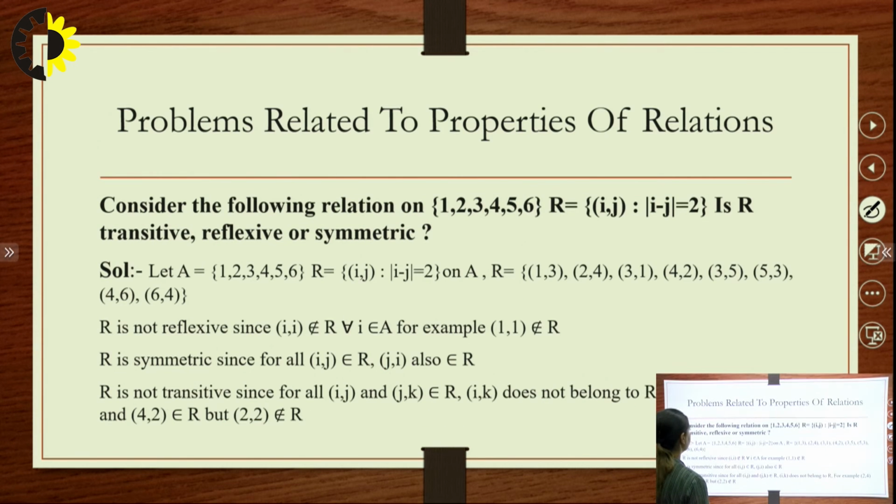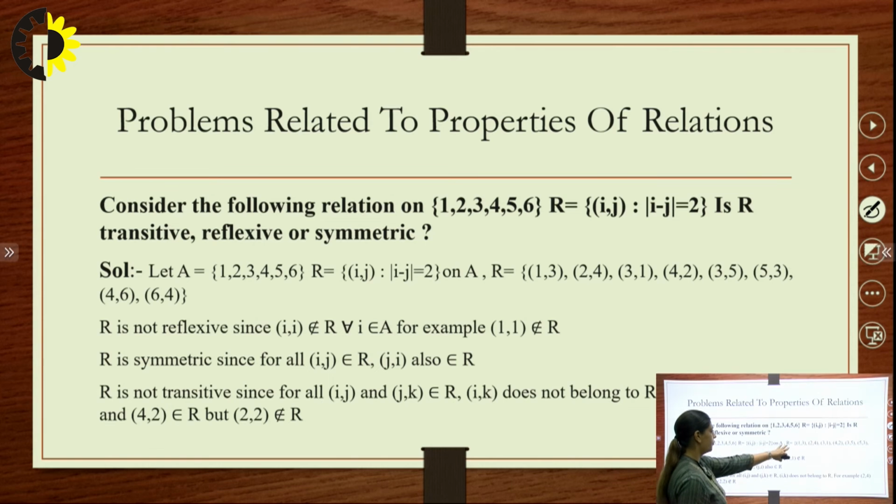Next is, consider the following relation on A = {1, 2, 3, 4, 5, 6}, and the relation is (i, j) such that |i - j| = 2. Absolute values we have to take. Is R transitive, reflexive or symmetric? Now, A is {1, 2, 3, 4, 5, 6}. R is i minus j equal to 2.